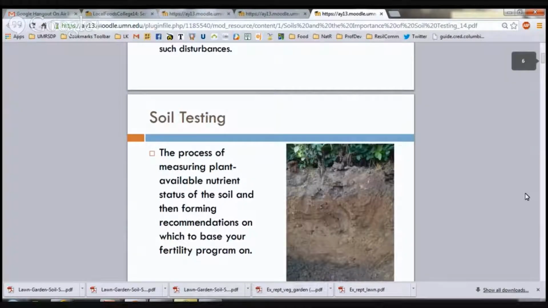So soil testing basically measures all of those plant available nutrients in the soil, and then based on that information we can interpret those results and get recommendations. The idea here, especially when we talk about crops and with turf, is to come up with environmentally friendly fertilizer recommendations, and the first step to being able to do that is to actually do a soil test and see what nutrients we need.